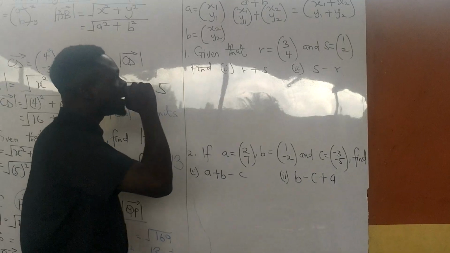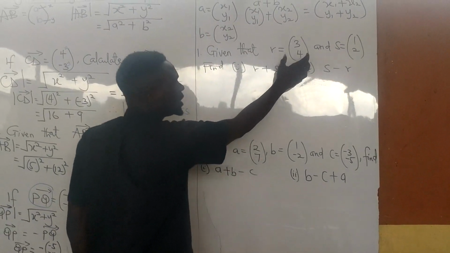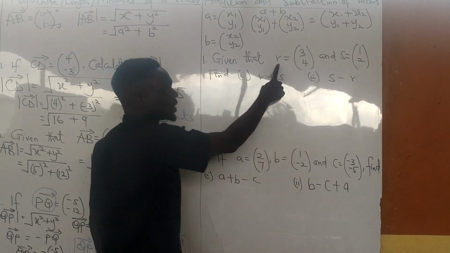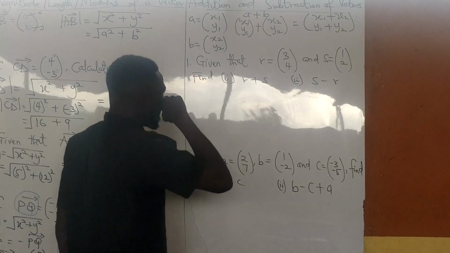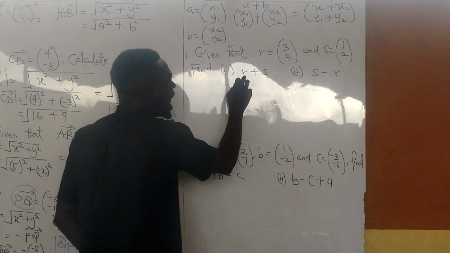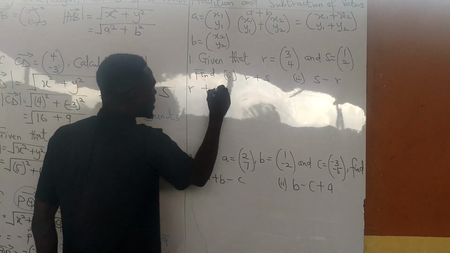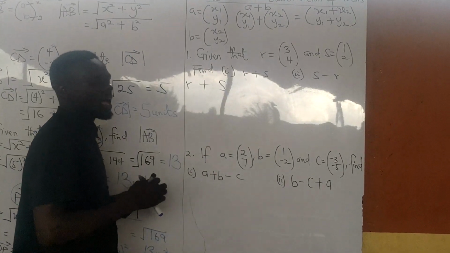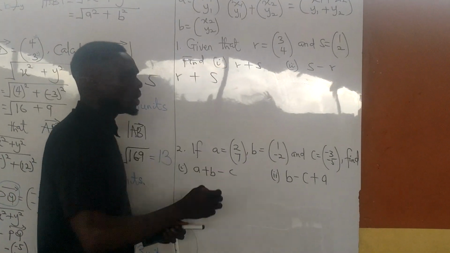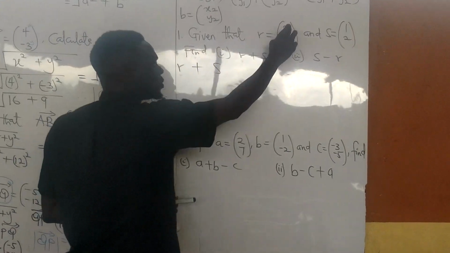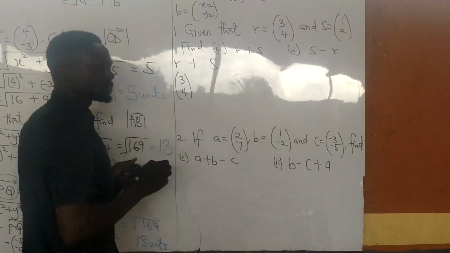So we have the first example here. Given that r is equal to (3, 4), so this is the component of vector r, and s is equal to (1, 2), also the component of vector s, and we have to find r plus s. We have to calculate the vector r plus the vector s. First, locate the components of each vector. What is the component of r? (3, 4). So we have here (3, 4).